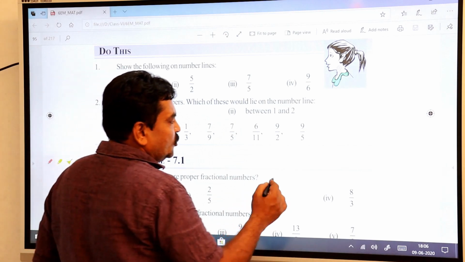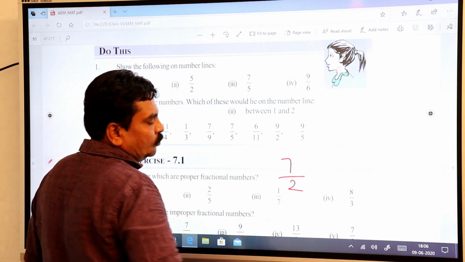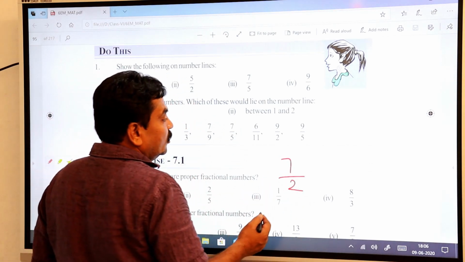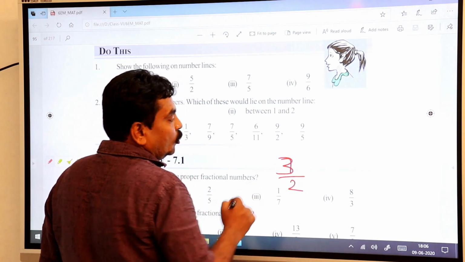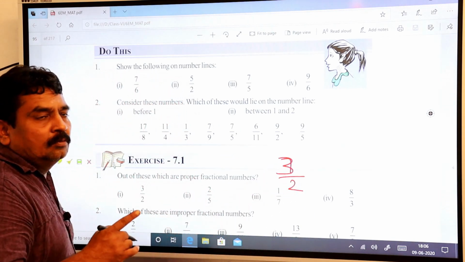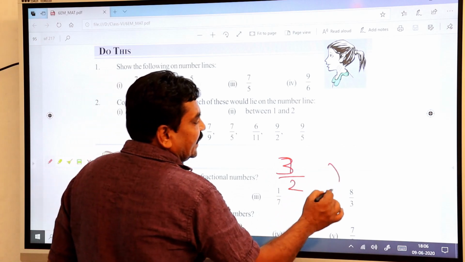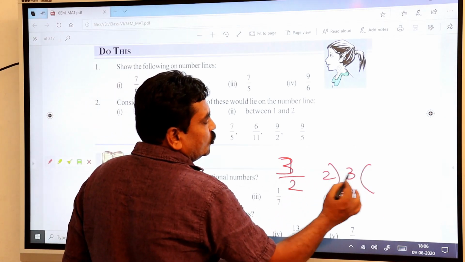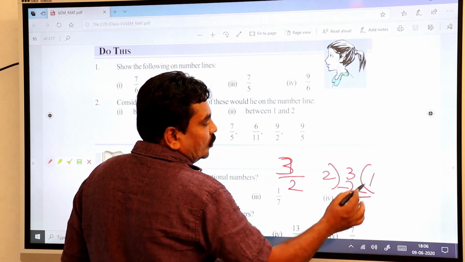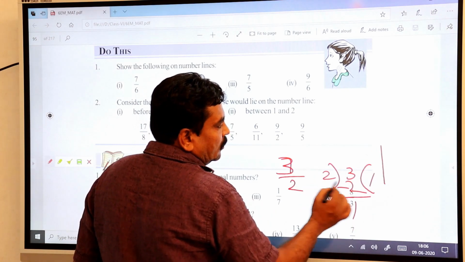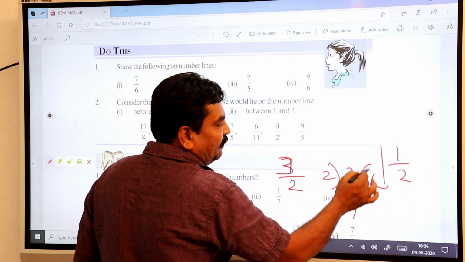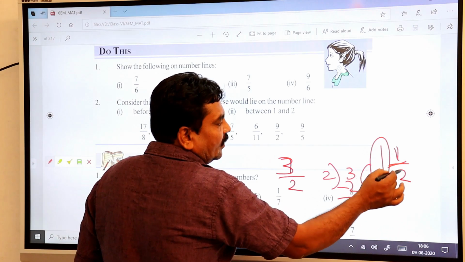Let's see. Suppose you have 3 by 2. You just divide it and check it. 2 ones are 2. So it is 1, and 1 by 2 means after 1 it is 1 by 2.